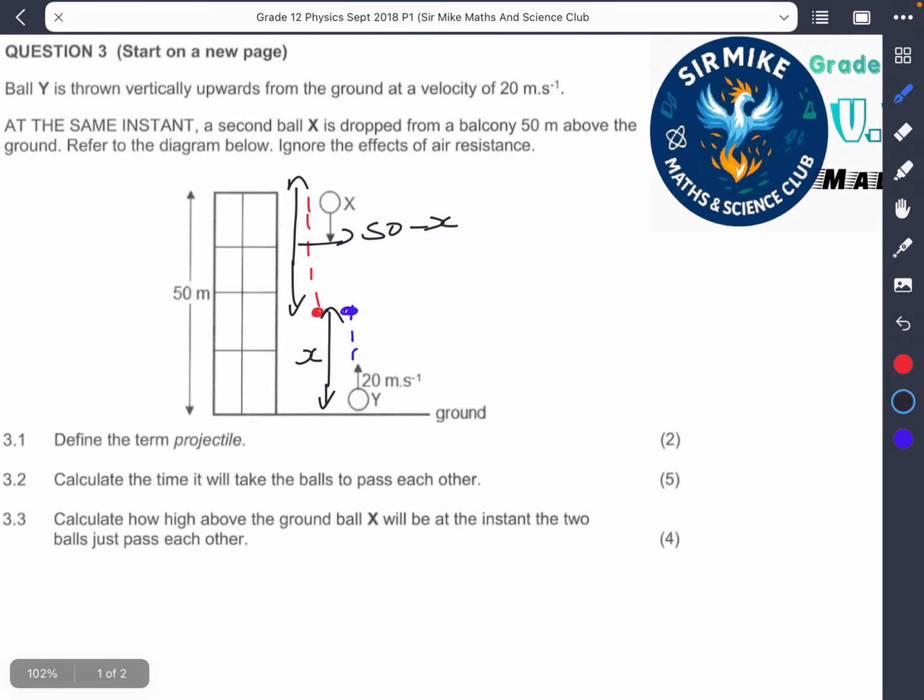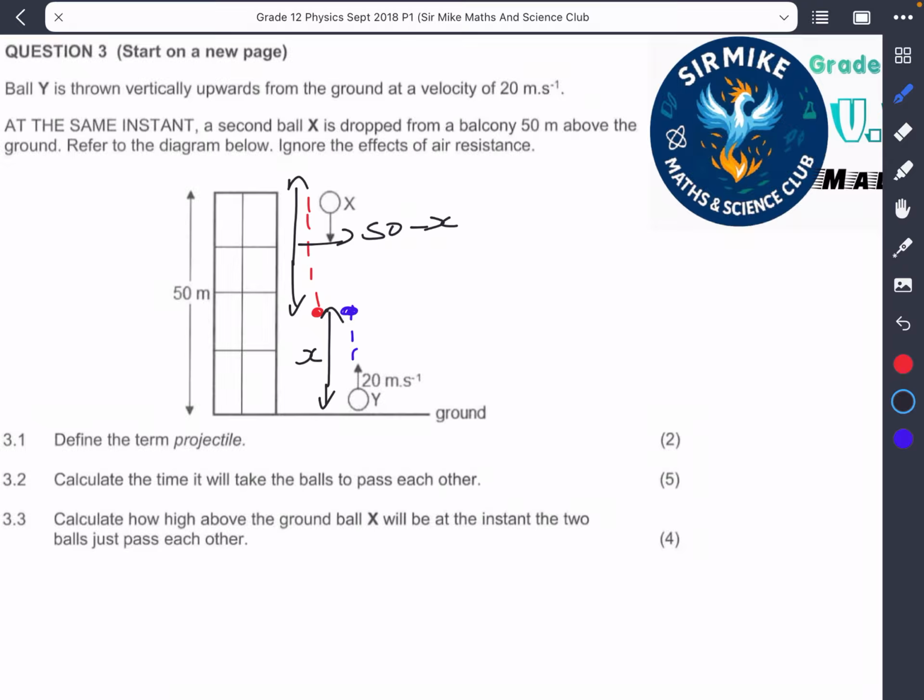Now, they said to calculate the time it will take the balls to pass each other. The first thing that you must notice is that the one thing those objects have at that point is the height above the ground. So it would actually be the same. That's one thing that you must note.